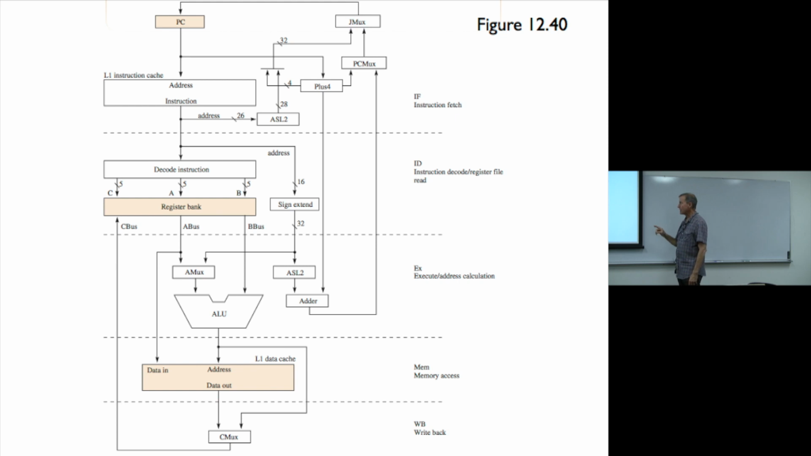First of all, let's just take a look right in the middle. Do you see in the ID section, what is that shaded part right in the middle that has the C coming in, the A coming in, the B coming in, and the A bus and the B bus coming out, and the C bus going in? What does it say there? That is the register bank. Now that is just like the register bank of the PEP9 CPU.